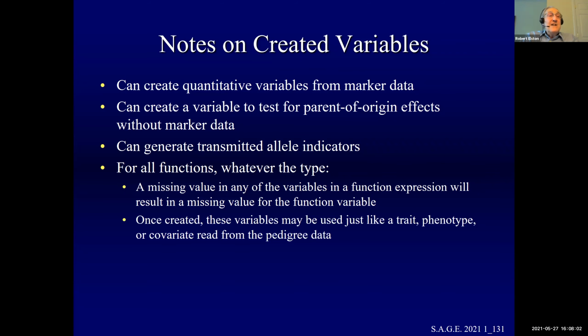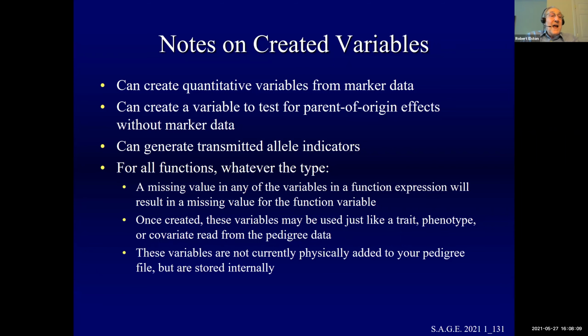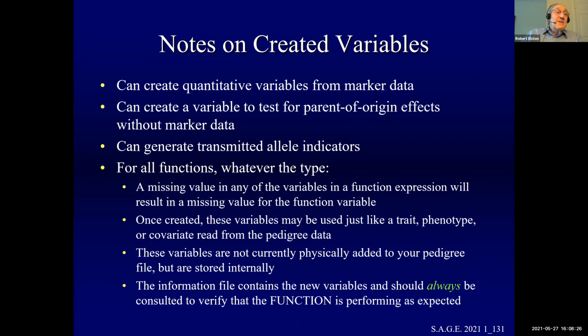And once created, these variables may be used just like traits, phenotypes, or carriers read in from the pedigree data. And as I said before, these variables are not currently physically added to your pedigree file, but are stored internally and will be used as soon as you've read all the data in. The information file contains the new variables, and you should always look at the information file, the .inf, to verify that the function is performing the way you wanted it to.